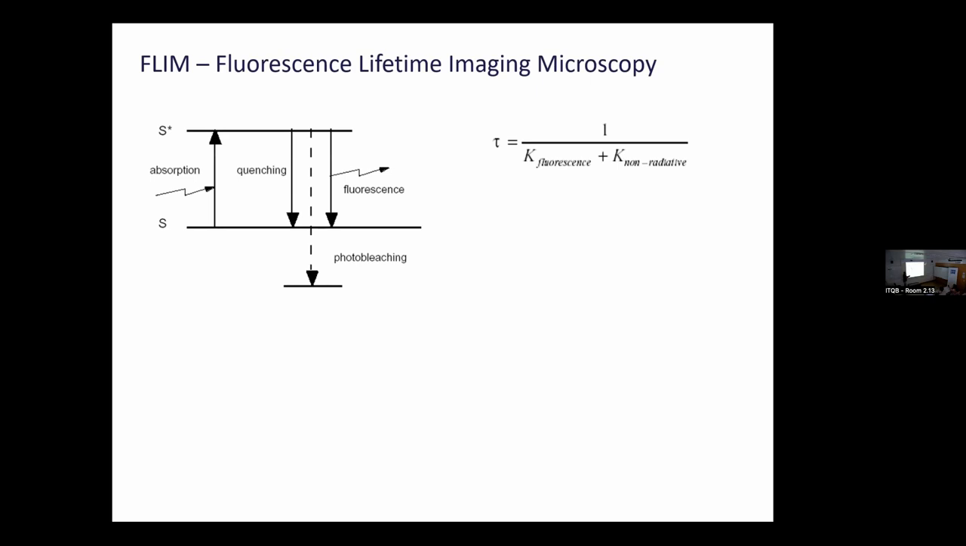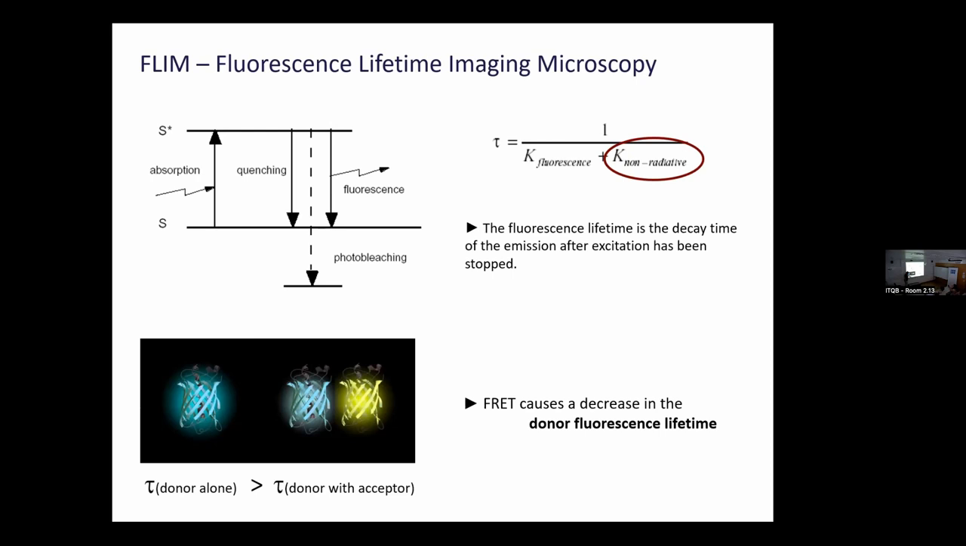The fluorescence will not last as long as it usually does, because before it has time to emit the photon, it will transfer the energy to the acceptor. So the lifetime of the donor when it's undergoing FRET is shorter than when the donor is alone. If we can measure the lifetime, we can see whether we have FRET occurring or not.